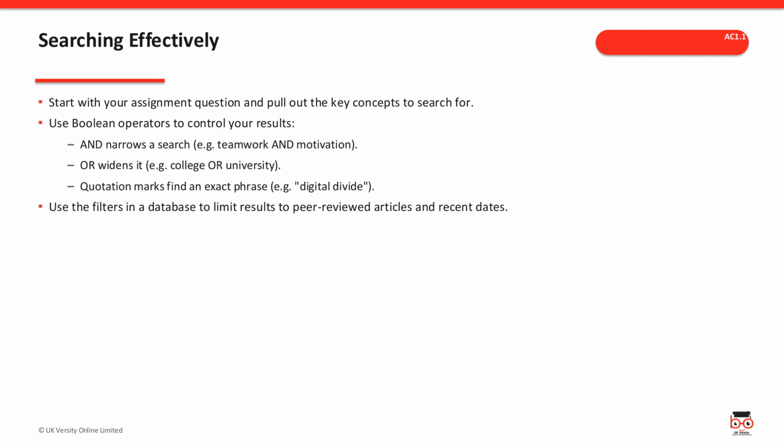The trick to searching well is to start from your assignment question and pull out the key concepts. Then use Boolean operators to steer your results. AND narrows things down, like teamwork and motivation, or OR widens them, like college or university. And quotation marks lock an exact phrase, such as "the digital divide". Finally, use the database filters to limit results to peer-reviewed articles from recent years. It's the difference between wading through 10,000 hits and landing on 40 relevant ones.